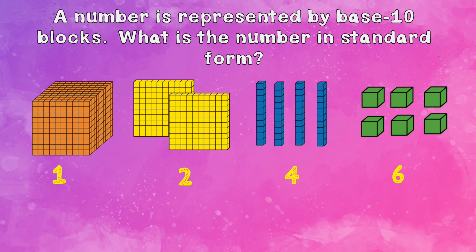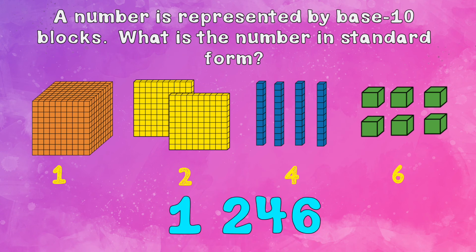To write the number in standard form, we will put all the numbers together. A comma is placed after the thousands place. So the number in standard form for these base 10 blocks is 1,246.